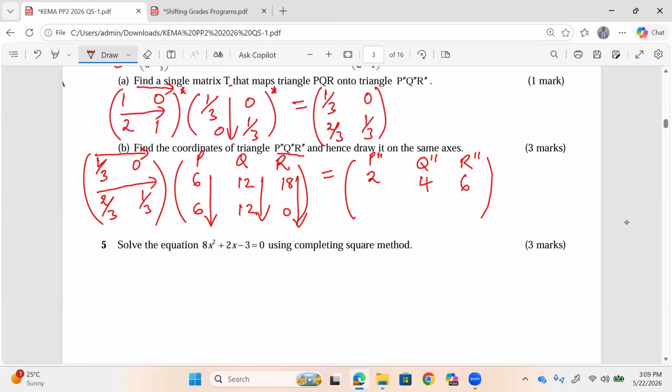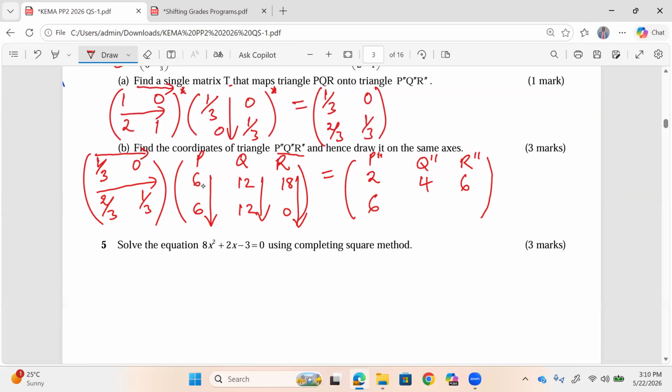The next row by the same columns. So 2/3 by 6, then a third by 6. See 2/3 by 6 plus a third by 6. We are getting exactly 6.